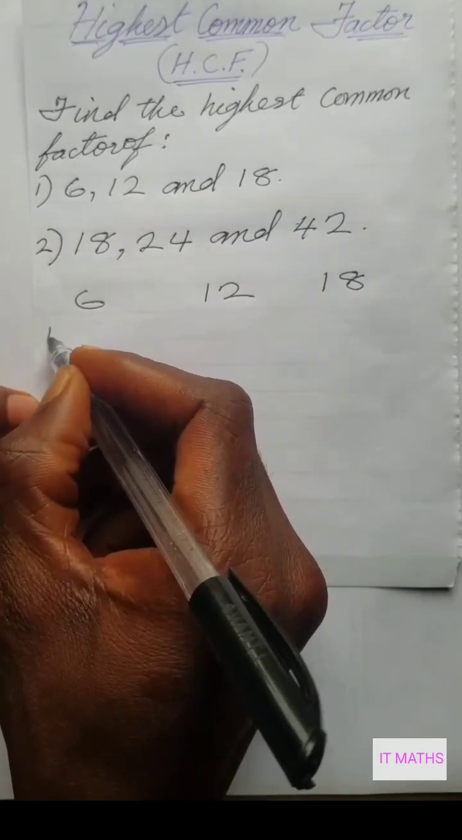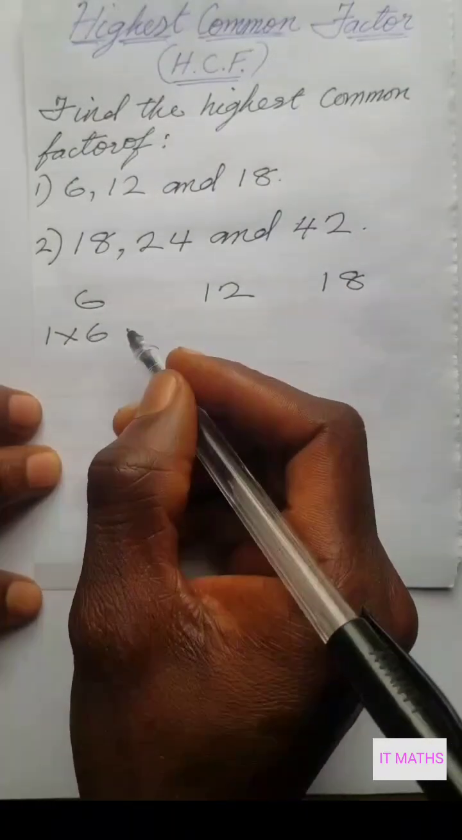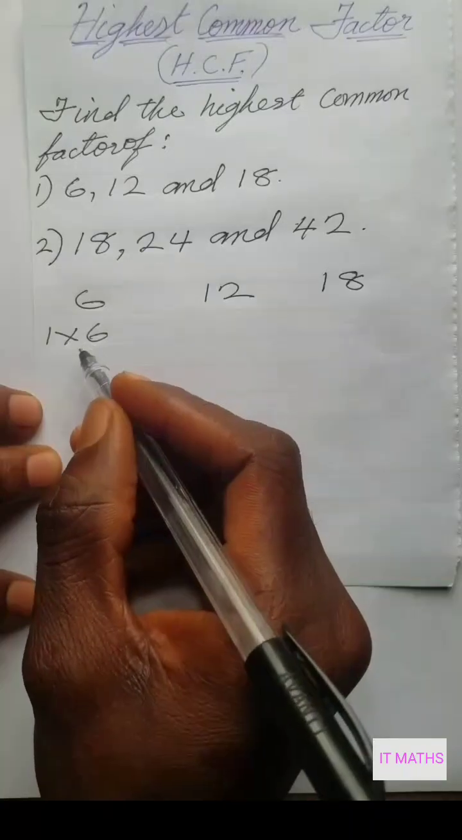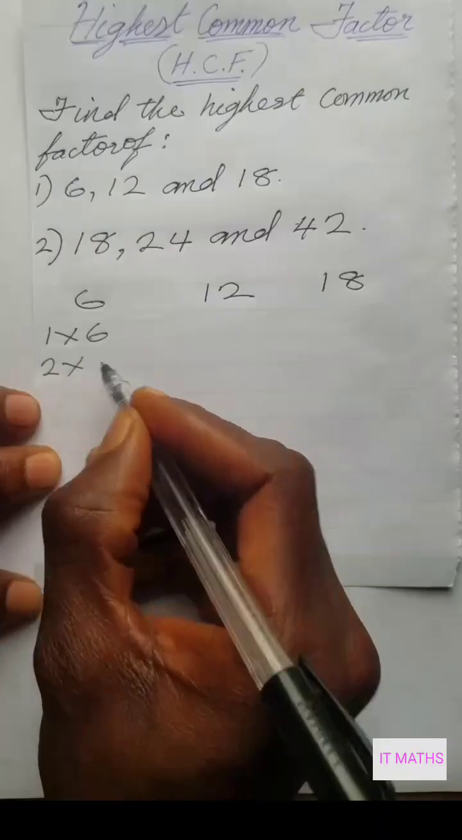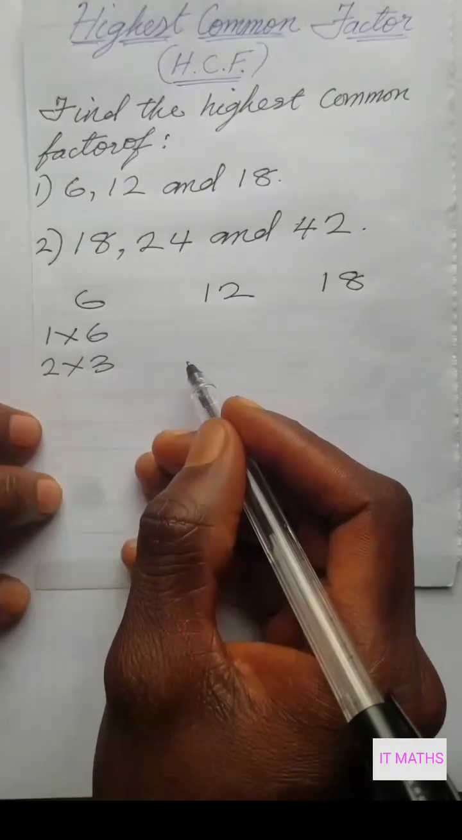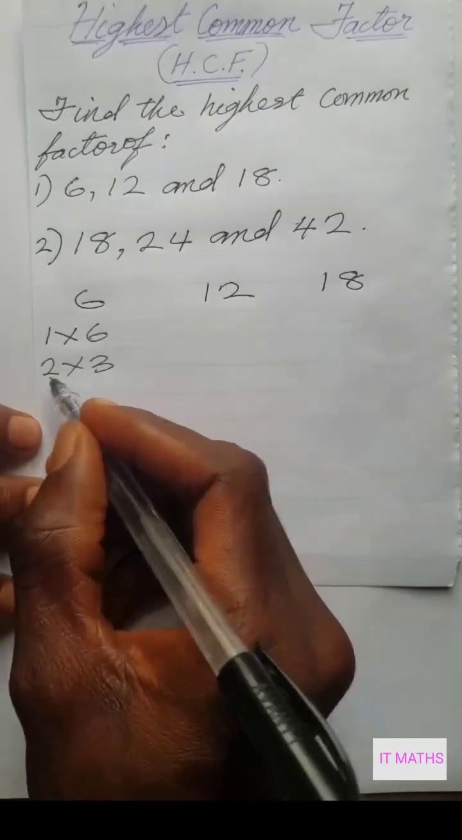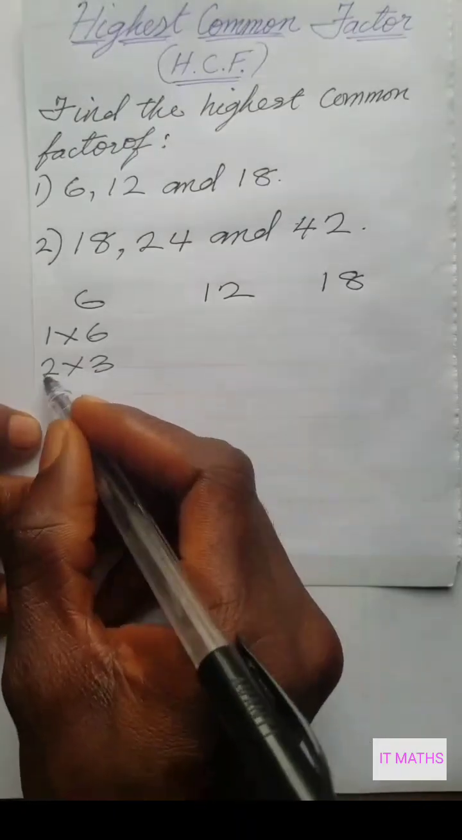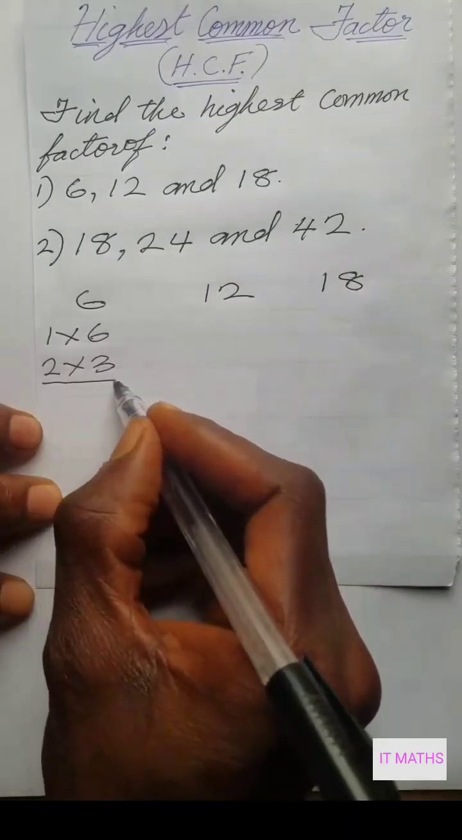So 1 times what gives 6? 1 times 6 gives 6. So 1 and 6 are factors of 6. The next higher number is 2. 2 times what gives 6? 2 times 3 gives 6. What's the next higher number? 3. 3 times 2 gives 6. But already we have 2 times 3. So 3 times 2 is the same as 2 times 3. So we don't go any further. We've gotten to the end of our factors.